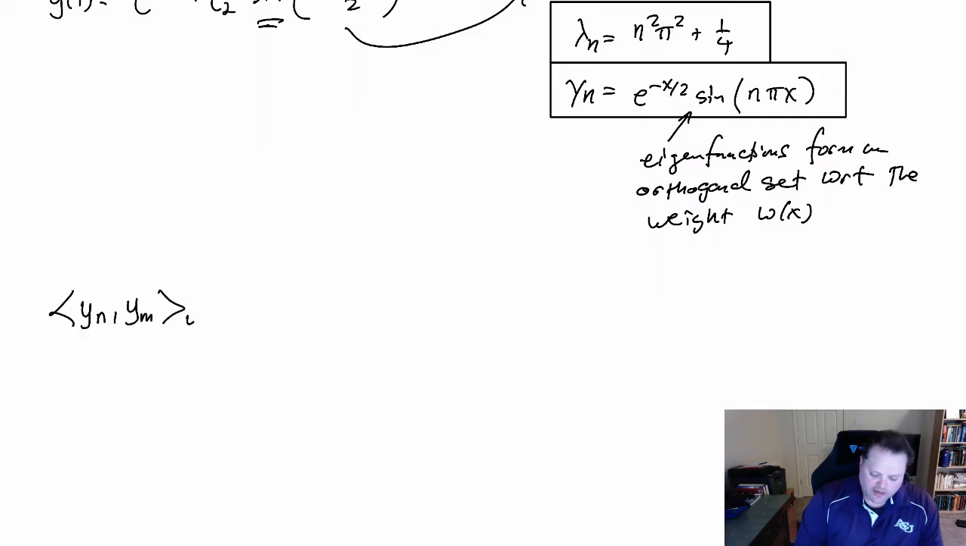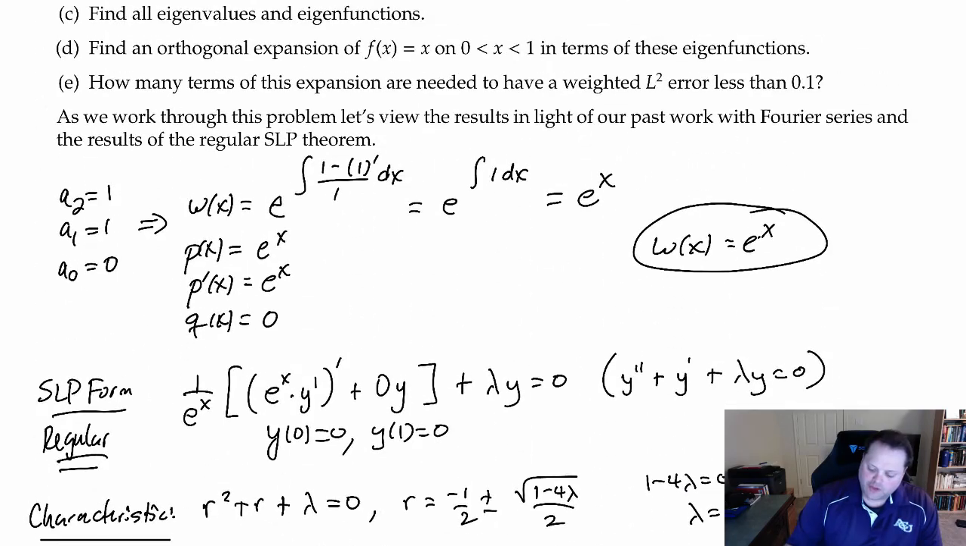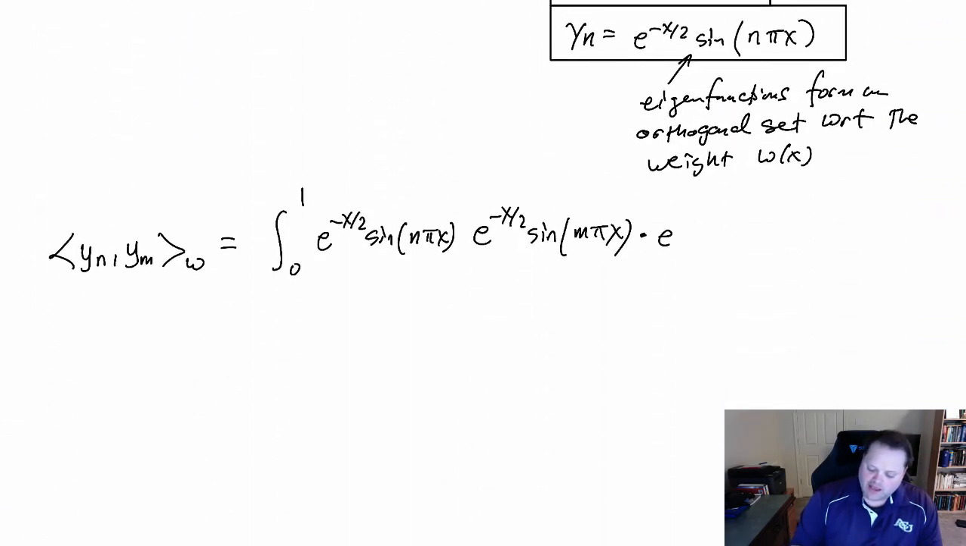This inner product, this weighted inner product, we're on the interval from 0 to 1, so by definition, this would be the integral from 0 to 1 of yn would be e to the minus x over 2 sine n pi x. Ym would be e to the minus x over 2 sine m pi x. And then you have to multiply by the weight, and if we go back up, the weight function here was e to the x. So I have to multiply this by e to the x.